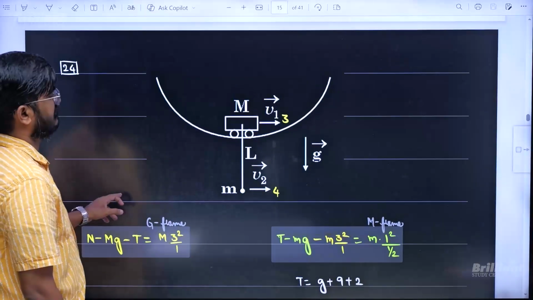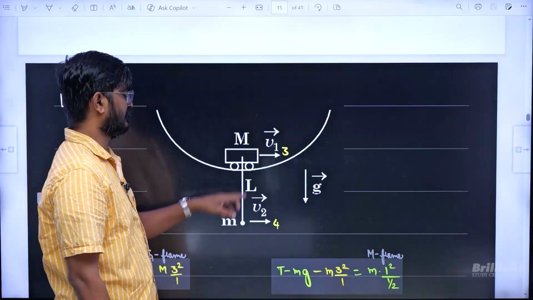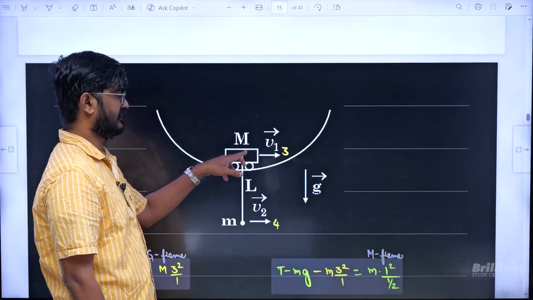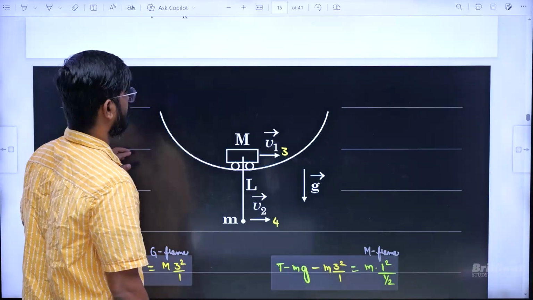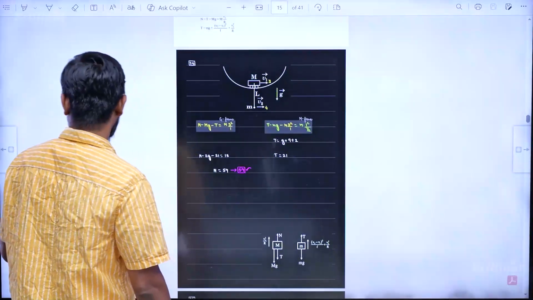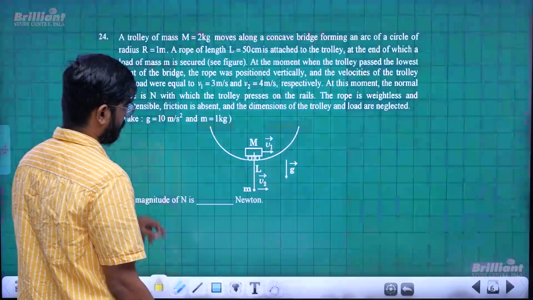Understand, we know this motion in the ground frame, and we know what kind of motion it is in this frame. So we need to change the frames accordingly, according to the information given in the question.